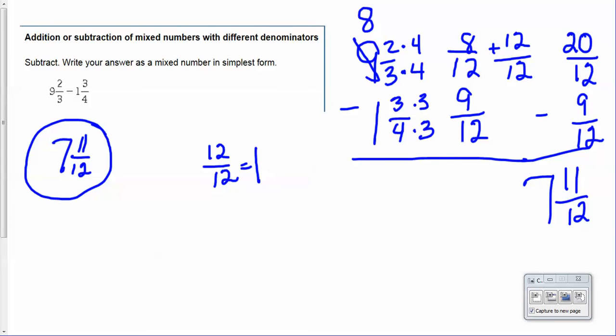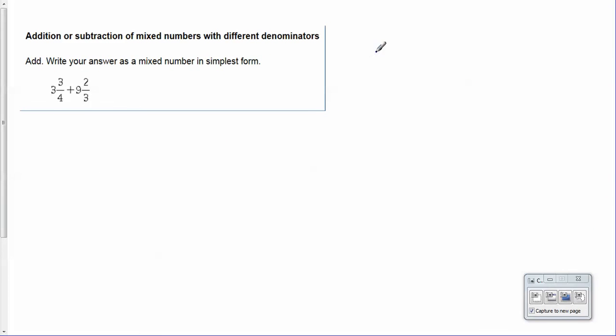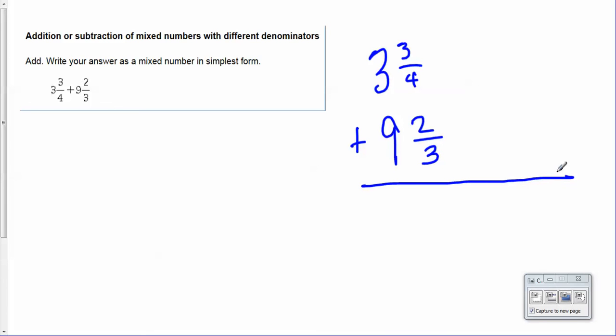Let's do another example. 3 3/4 plus 9 2/3. Again, I have fourths and thirds, so I know 12ths is going to be my common denominator. 3 times 4, 2 times 4, 8 twelfths. It equals 2/3. 4 times 3 is 12. 3 times 3 equals 9.